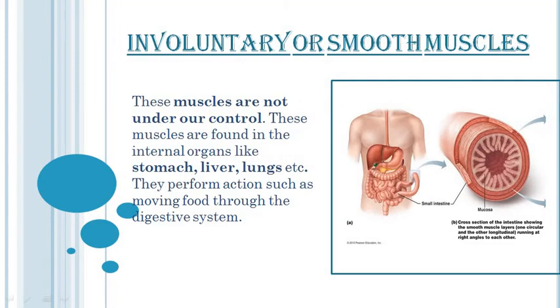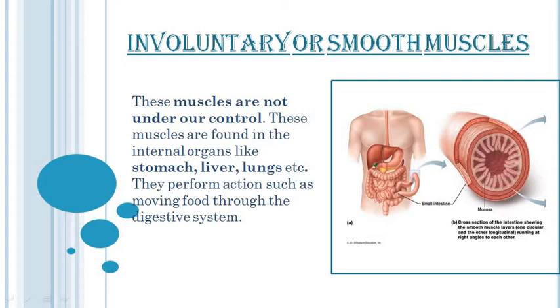Next type of muscle is involuntary or smooth muscles. Involuntary means which is not in our control. So this type of muscles are not under our control. As the voluntary muscle is under our control, involuntary is not under our control, meaning it does not work according to us. It works automatically. These muscles are found in internal organs like stomach, liver and lungs.